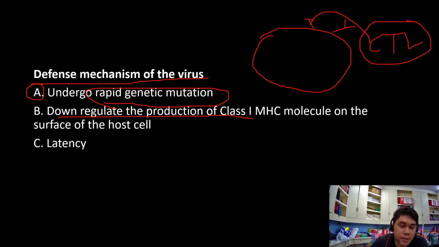So with decreased MHC1 production, the CTL cannot easily recognize the infected cells, because CTL is dependent on class 1 MHC. It can recognize infected cells due to the presence of MHC class 1. So in HIV infection, you have decreased production of MHC, so it's difficult for CTL to recognize infected cells.